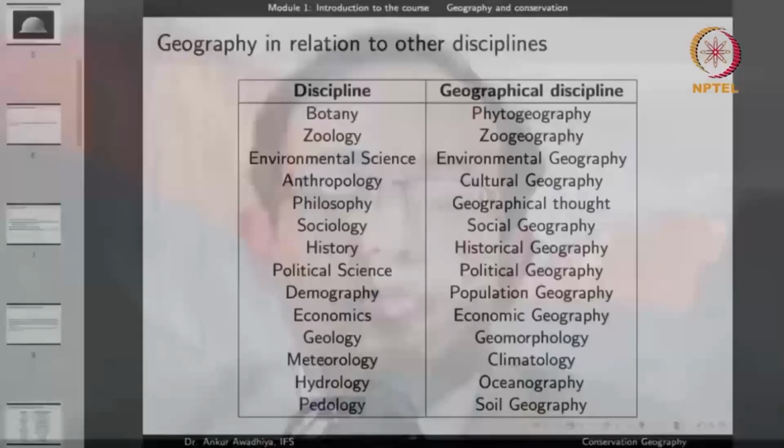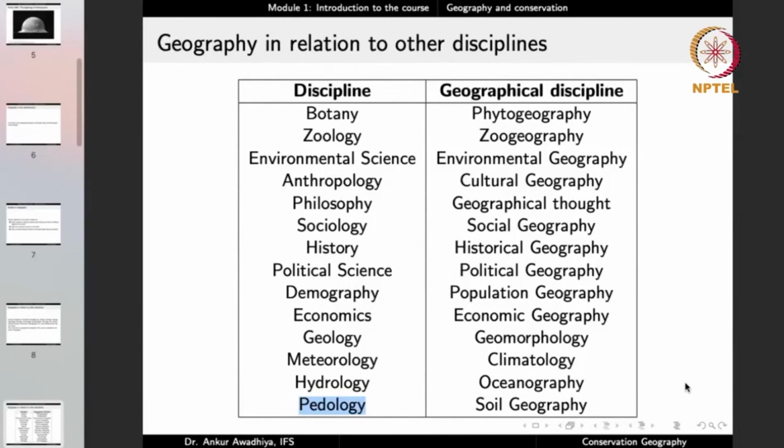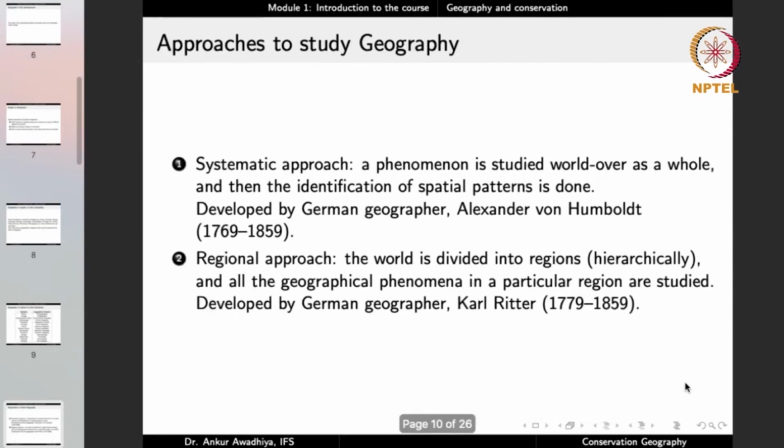And the third question is, why is it found there? Why do we have arid soil in Rajasthan? Why do we have black soil in Gujarat? So here we are asking about the areal differentiation related to the science of soils, and so we have soil geography. So we have a large number of geographical disciplines that are related to several other disciplines of study.